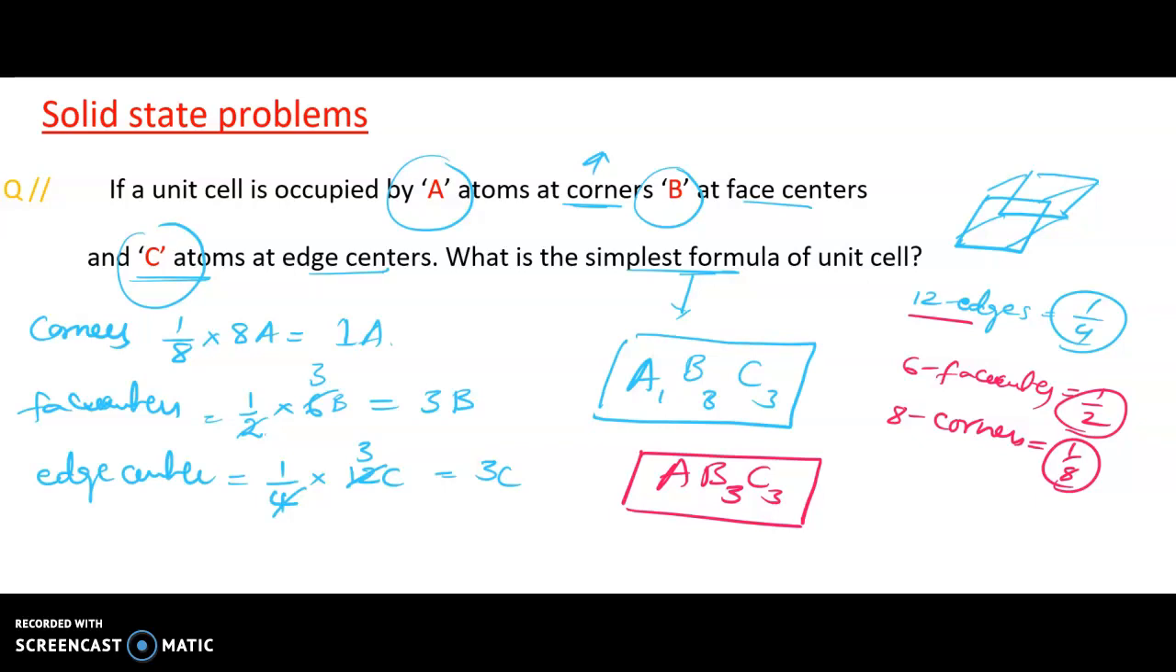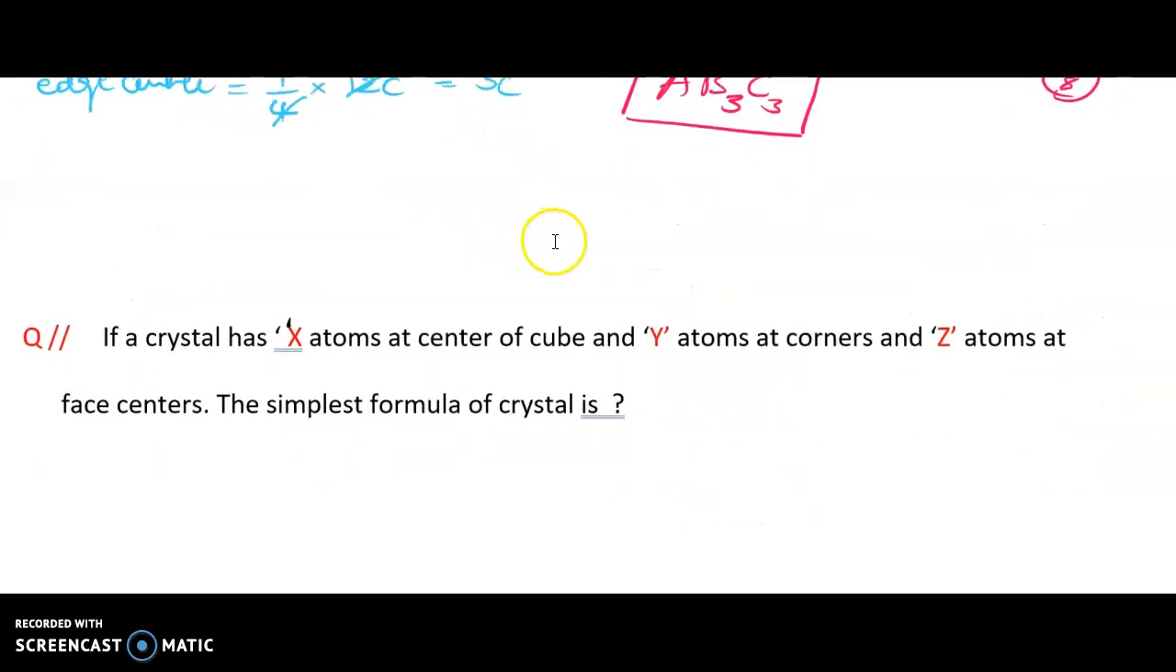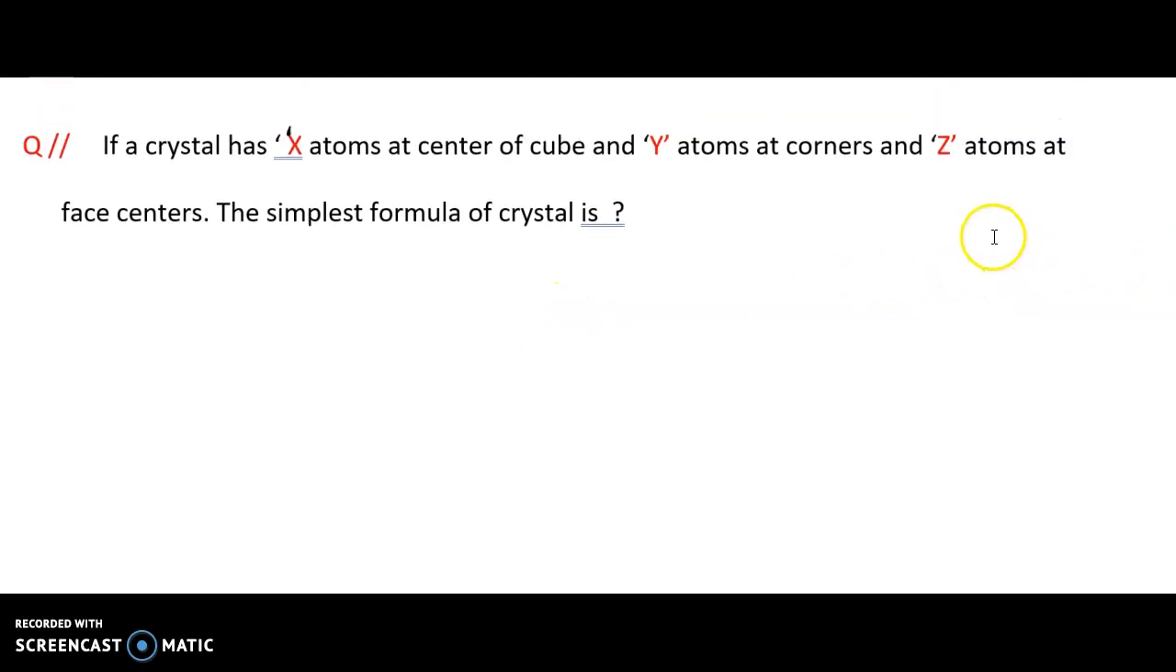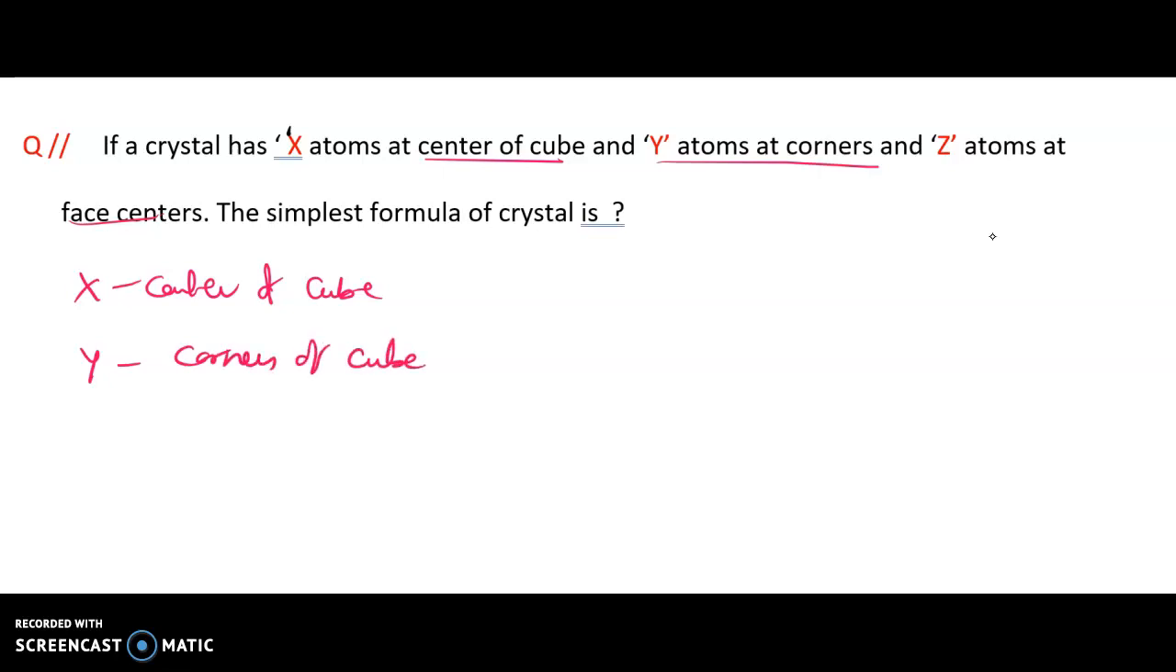If we see the next question: if a crystal has X atoms at center of the cube and Y atoms at corners of the cube and Z atoms at face centers, find out the simplest formula.